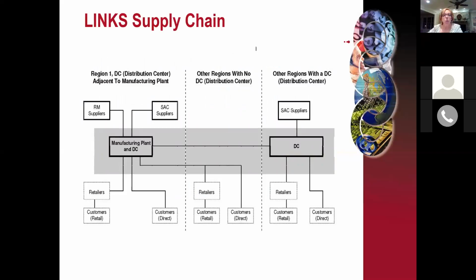Okay. So this is what your supply chain looks like. Let me see if I can walk you through a bit of this, and I've talked about some of it already. On the far left-hand side, what you see is Region 1, and you see that distribution center, which is adjacent to the manufacturing plant. This is the one aspect of your supply chain designer network that you cannot change.